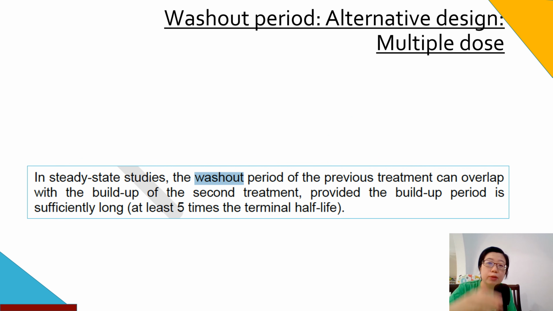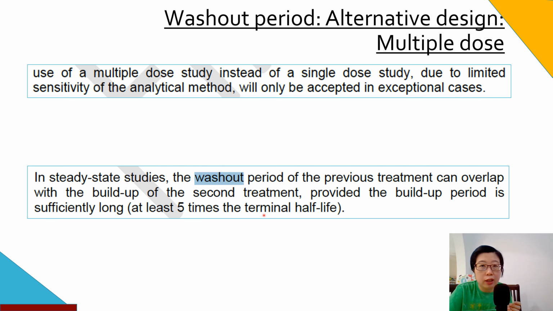In this case, we'll actually be looking a little bit more at the alternative design. Remember, the one just now is actually under the standard design. So now we look at the alternative. As we all know, different drugs all behave differently. So under very rare circumstances we might need to use multiple dose and things like that, so that in certain cases there'll be a steady state concentration because it's a multiple dose. So the washout period, again, we'll try to get at least 5 terminal half-lives.